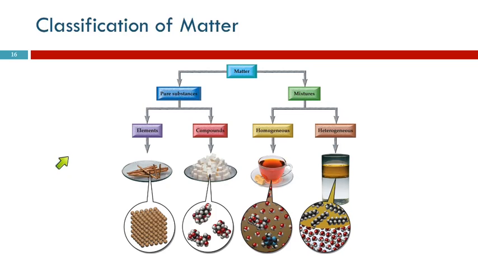So here's a flow chart. Some people like these, some people hate them. But it's here regardless. So matter. We can divide this into pure substances or mixtures. Mixtures have more than one kind of particle. Pure substance, all the particles are the same. And then they can be further subdivided. Pure substances can be either elements or compounds. Mixtures can be either homogeneous or heterogeneous.